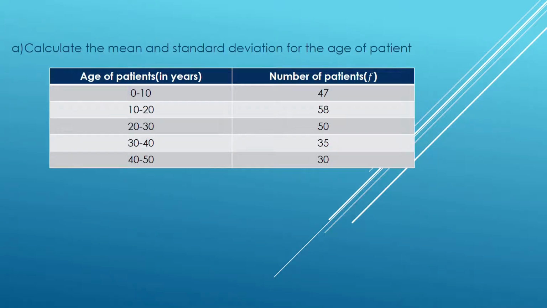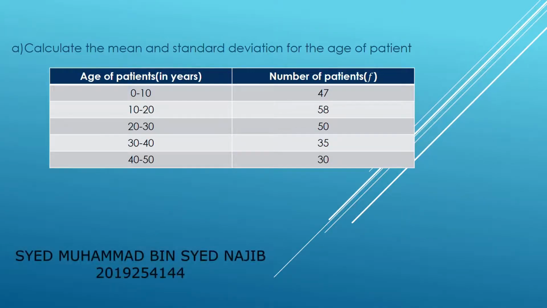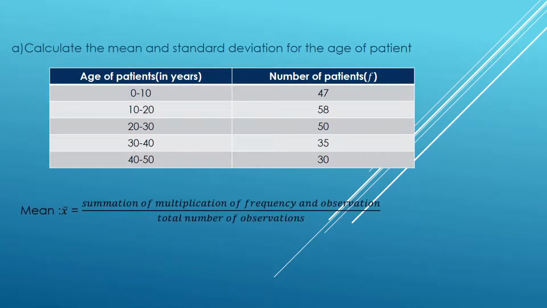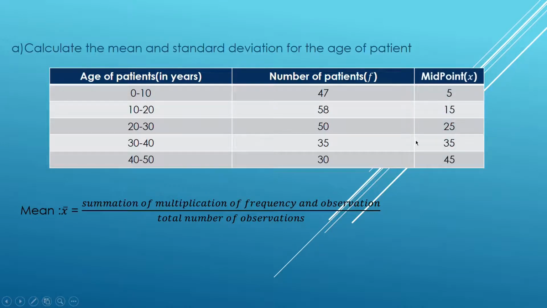Hello, today I will share the answer of question 3 in section A. So, to find the mean value, first we have the formula: summation of our frequency multiplied with x, divided by the total of our observations. First, we need to identify our x, which is a variable. In order for us to identify our mean value, we need a single x value. Therefore, we have to come out with the midpoint value.